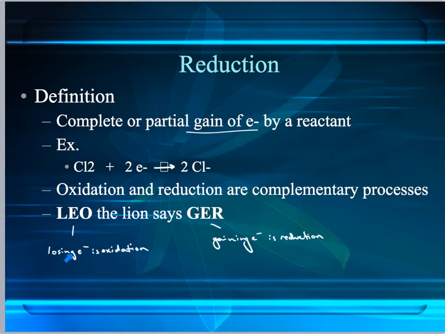Leo, meaning losing electrons, is oxidation. Okay, so Leo, and GER, gaining electrons, is reduction. In fact, if you could just remember one of them, if you just remember that losing electrons is oxidation, then you should remember that gaining is reduction. So if you can just remember one of those two, honestly, you can figure out the other one.